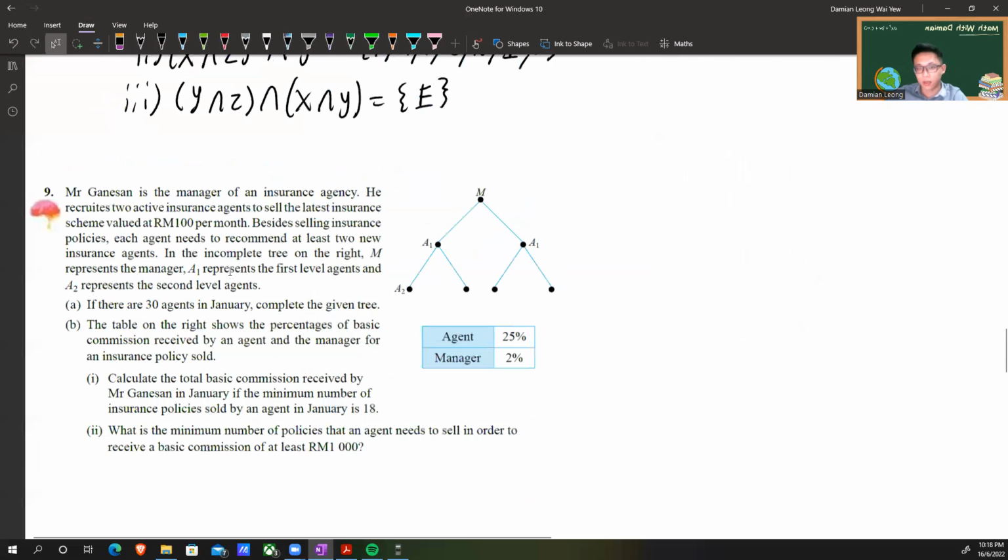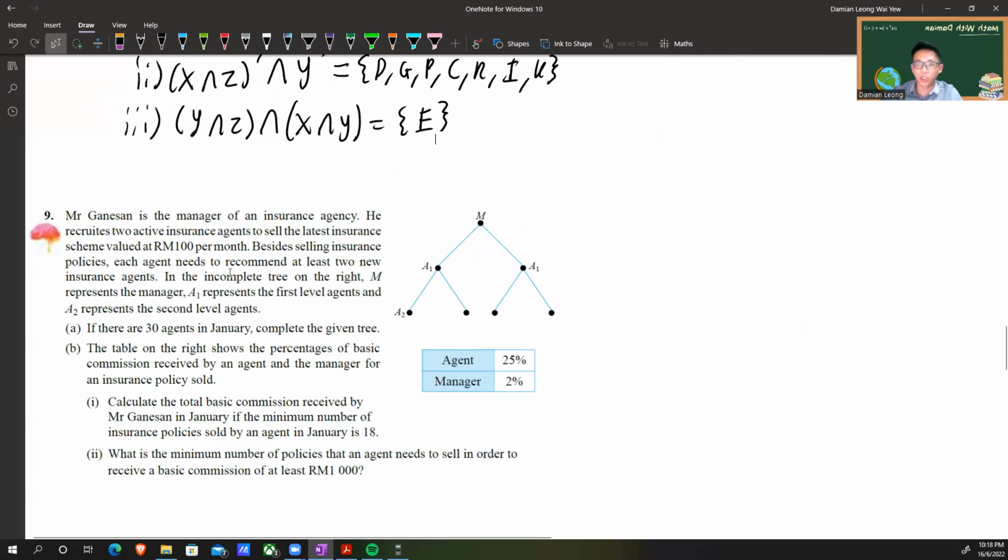Then we have question 9. Mr. Garnison is the manager of an insurance agency. He recruits 2 active insurance agents to sell the latest insurance scheme valued at 100 ringgit per month. I wish it were 10 ringgit. Besides selling insurance, each agent needs to recommend at least 2 new insurance agents. In the incomplete tree on the right, M represents the manager, A1 represents first level agents, A2 represents second level agents. Part A: if there are 30 agents in January, complete the given tree.